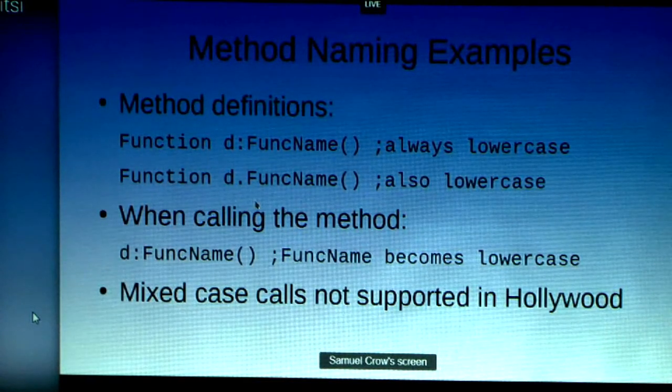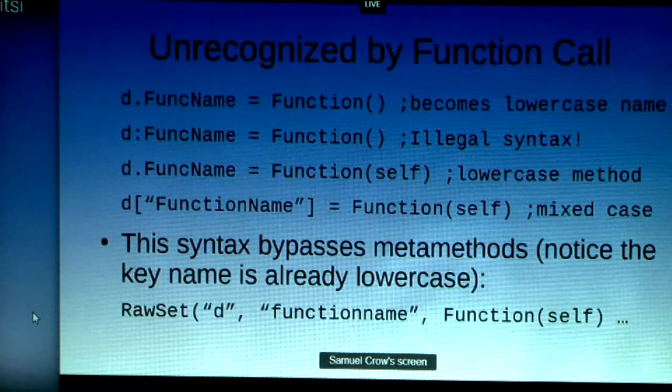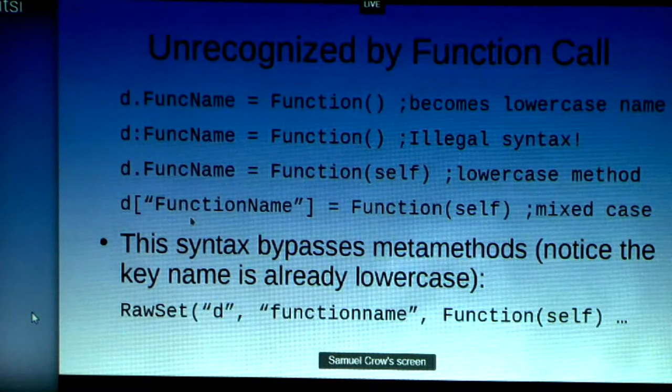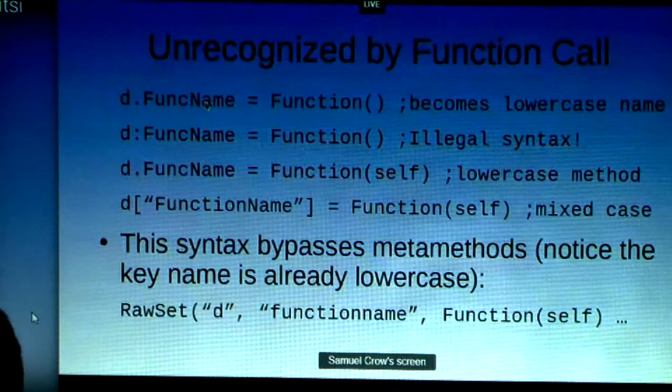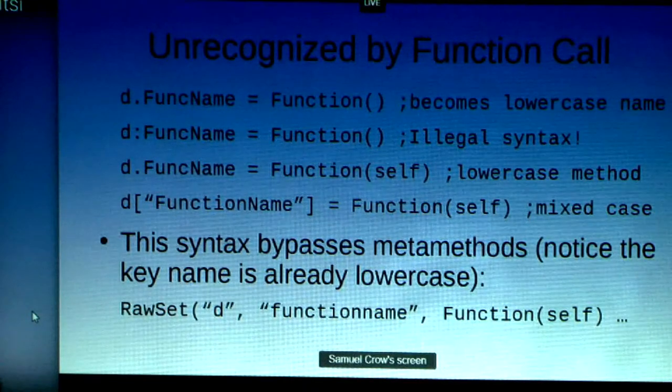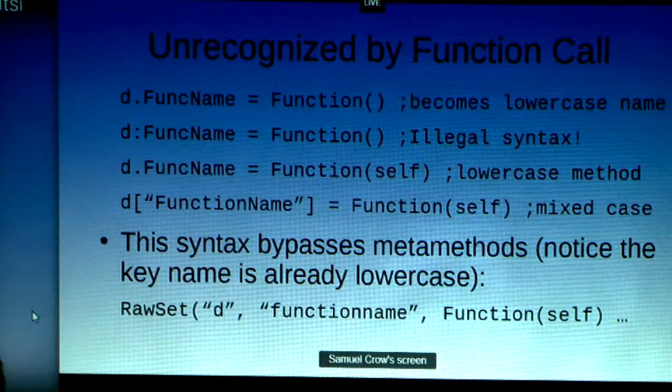Here it is. Since the function calls are required to be lowercase, assigning them back to their key names needs to be done properly. The first one is a lowercase function pointer. Lowercase function, but not a method because it doesn't pass the self parameter like the third one. The second tries to use a colon notation on a variable name, which doesn't work. The fourth one could work if the string and square braces were lowercase.